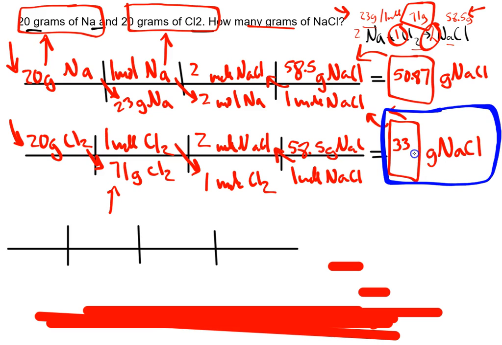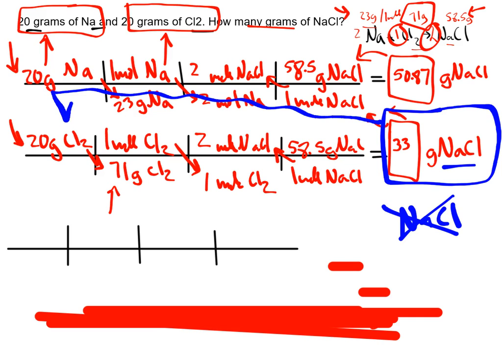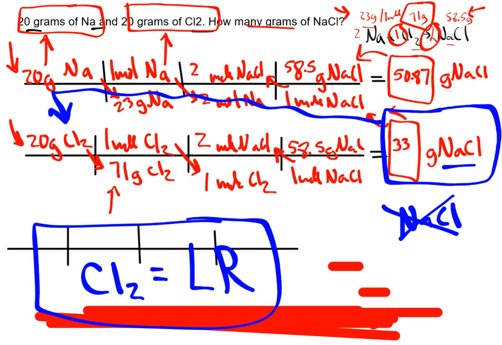Now please look at the screen, because this is super common that you screw up. When kids get this, they're like, oh, cool, NaCl is my limiting reactant. That is not true. This is a product. The limiting reactant is the one that I started with: chlorine. So on the test, you're required to identify what is the limiting reactant. So chlorine is the limiting reactant. That's why we did all this math.